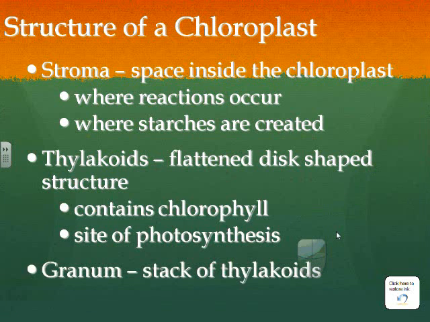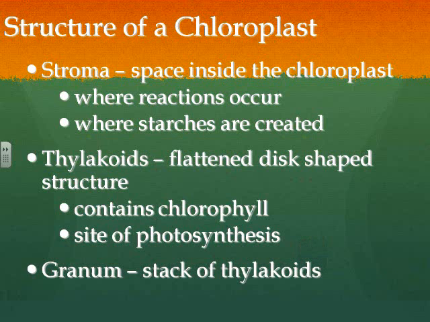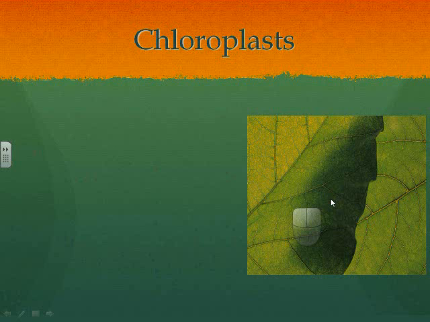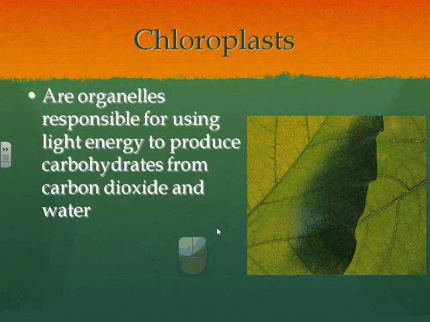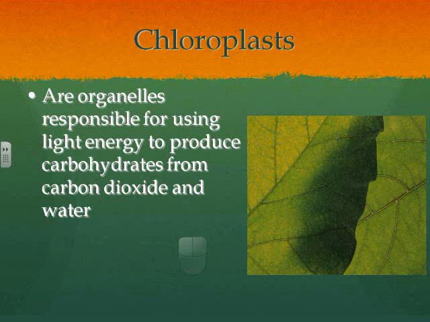The granum are just stacks. So when we talk about what happens in the thylakoids, it's the same as what's happening in the granum. The granum is just many thylakoids. So if we start to look into chloroplasts, they're the organelle responsible for photosynthesis. They're taking carbon dioxide and water, and they're going to turn it into carbs, into glucose.